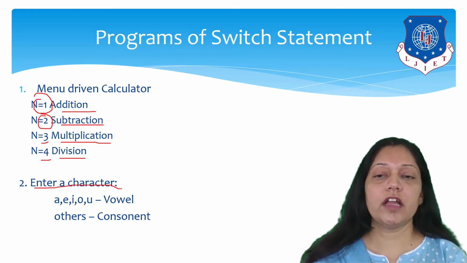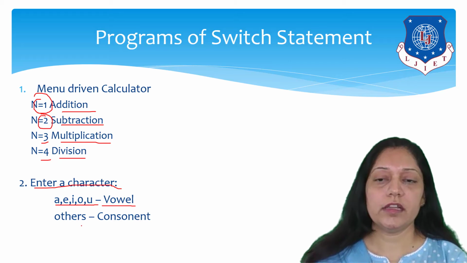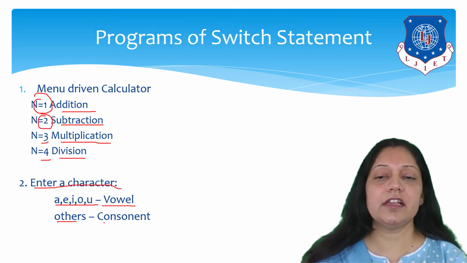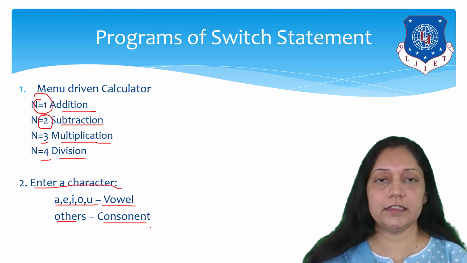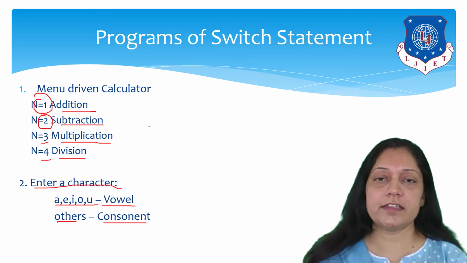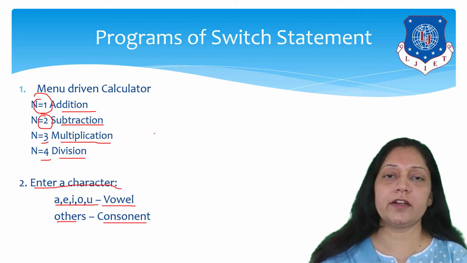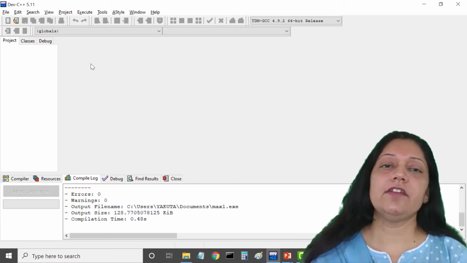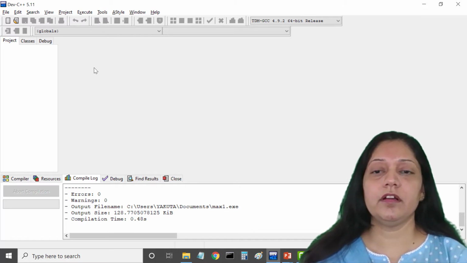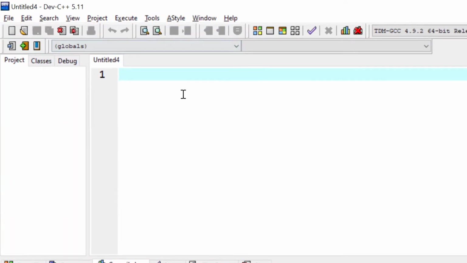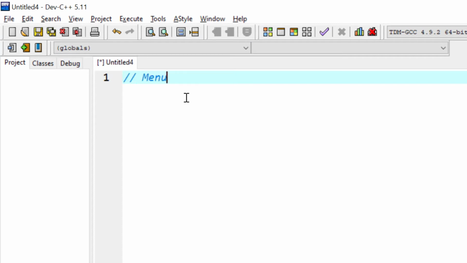Then we'll see one more program in which we enter a character. If our character is A, E, I, O, U, then we'll display a message that it's a vowel. But if we enter any other character, we'll display a message that it's a consonant. So today we are going to see these two programs of the switch statement, very important programs with respect to examinations as well. Using the Dev C++ editor, we are going to create a new C program where the first program would be a menu driven calculator. So make a new source file. We are going to prepare a menu driven calculator.